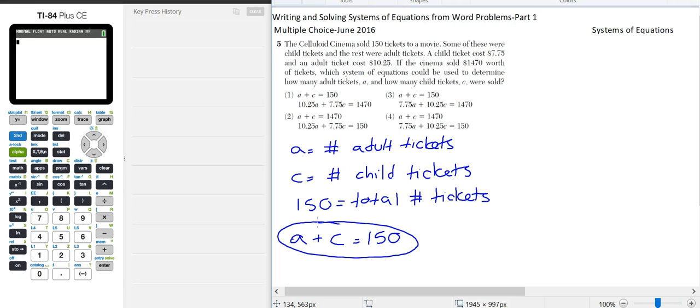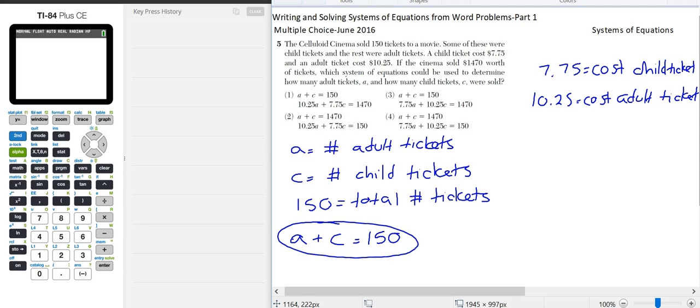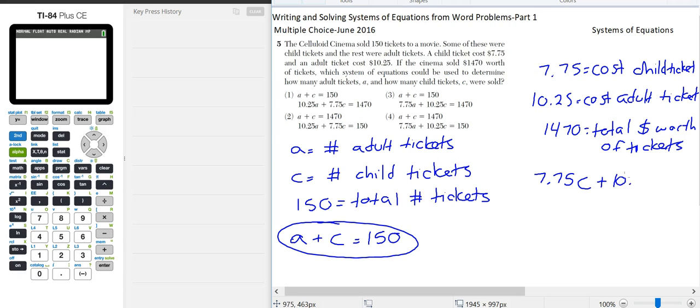We know that each child ticket costs $7.75. And we know that each adult ticket costs $10.25. And we know that the total dollar amount of tickets that the cinema sold was $1,470. So we could use this to write another equation. 7.75 times the number of child tickets plus 10.25 times the number of adult tickets is equal to 1470.